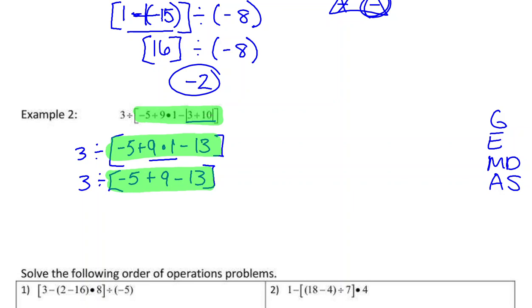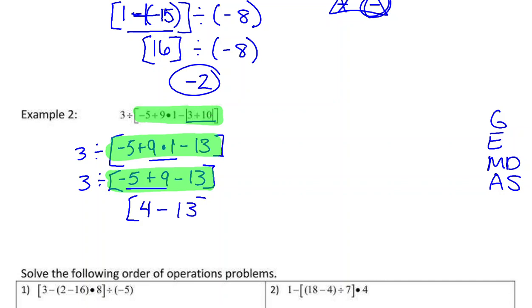What am I going to do first inside that bracket? Well, I just have addition and subtraction left, so I'm going to go from left to right. So I'm going to do -5 plus 9. They have different signs. Find the difference. So -5 plus 9 will be 4.